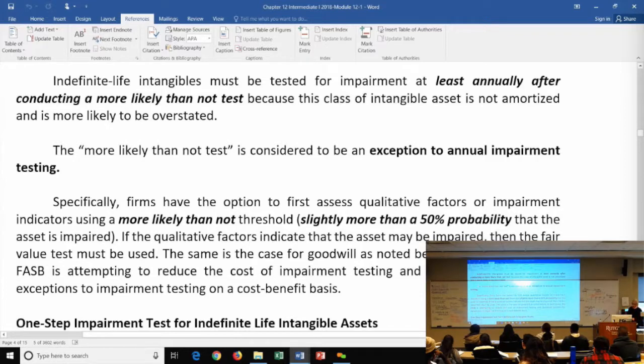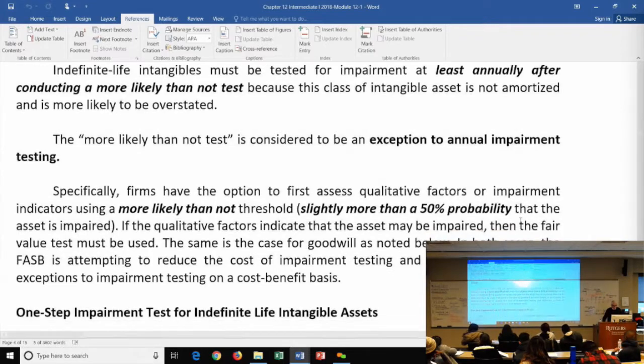Now, what's more likely than not? More likely than not is slightly more than a 50% chance. You're going to see more likely than not probably 6, 8, 10 times throughout the accounting curriculum. It's used in multiple standards. And it's also used in IFRS as well, but it's used in multiple standards in US GAAP. Same thing's going to be true for Goodwill. You'll have a more likely than not test.